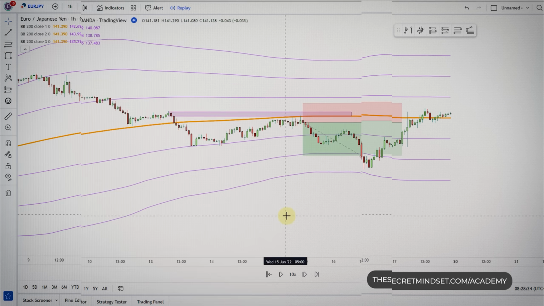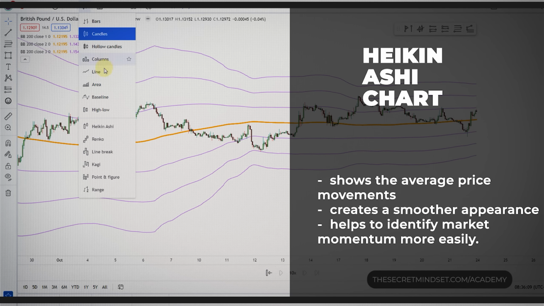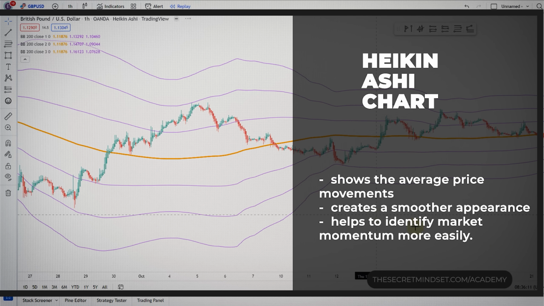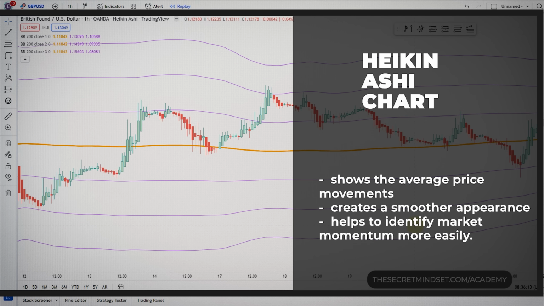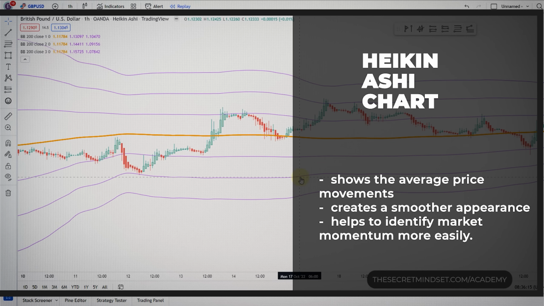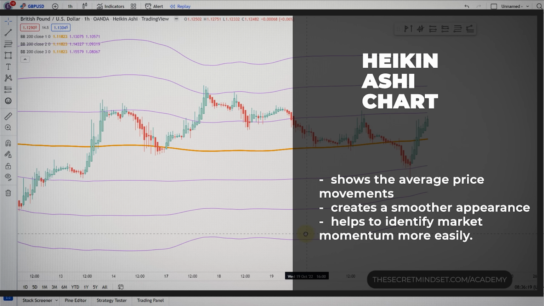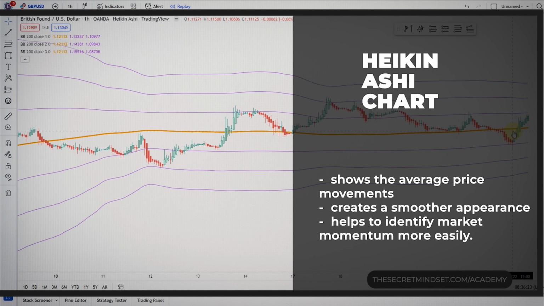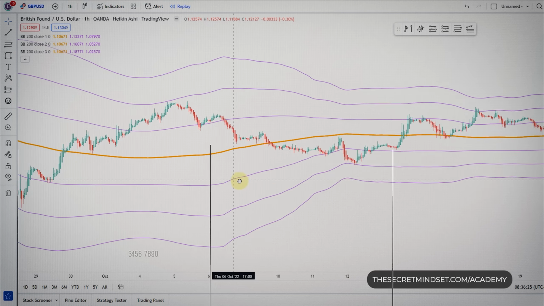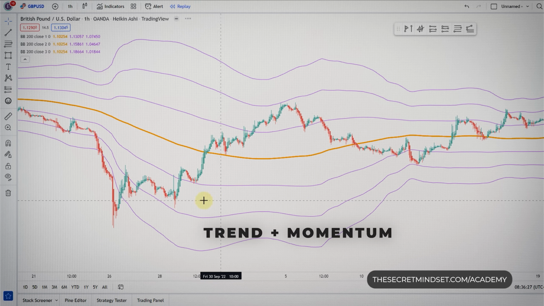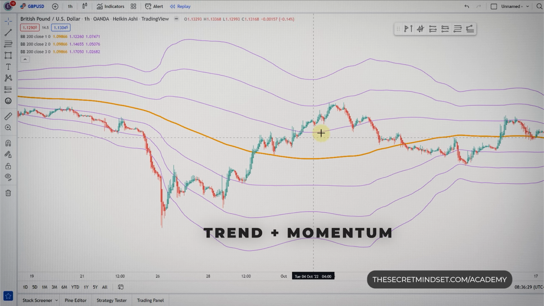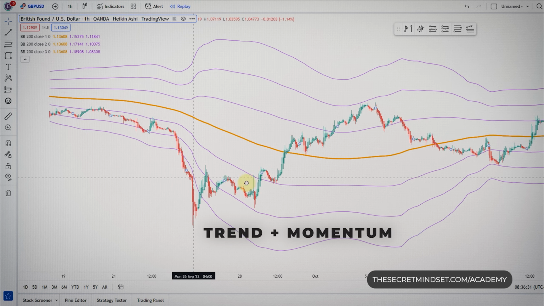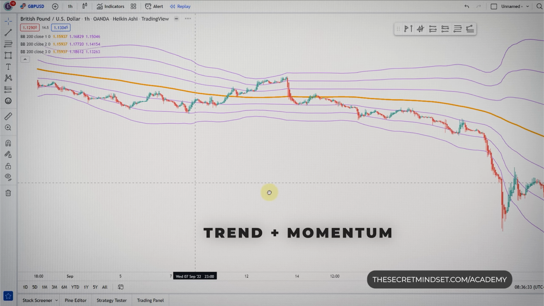conservative. Heikin Ashi candles work very well in combination with this setup and will make your trading a lot easier. Heikin-Ashi shows the average price movements, creating a smoother chart, which helps to identify market momentum more easily. You have the trend with the help of Bollinger Bands, and now you add the momentum aspect using Heikin-Ashi candles.